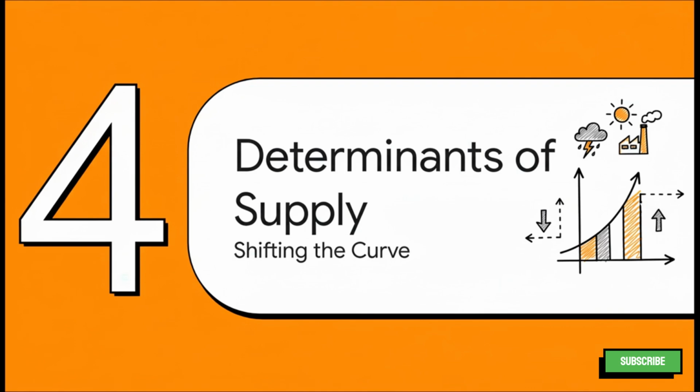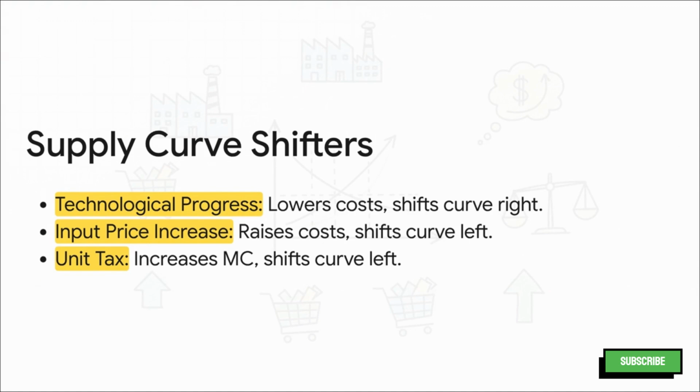Okay, let's talk about the determinants of supply. It's important to remember that a firm's supply curve isn't fixed forever. Things can happen that shift the entire curve, either to the left or to the right. And when it shifts, it means the firm is willing to supply a different amount at every single price. So, what kind of things can cause these shifts? There are a few key factors that can shift the supply curve. Let's look at 3 of them.